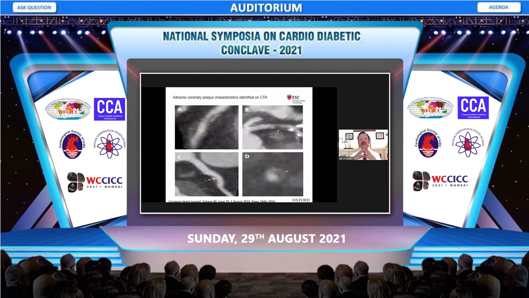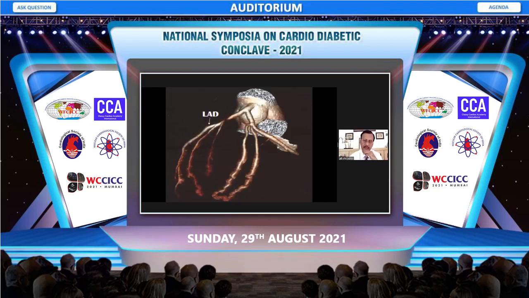Now, if you want to separate a young diabetic and a non-diabetic, in a non-diabetic, the presence of all 4 or more than one of these features will be more predictive. But if you have a diabetic, then even one of them will stand true for a good predictive power for a vulnerable plaque. Just a final example before I close.